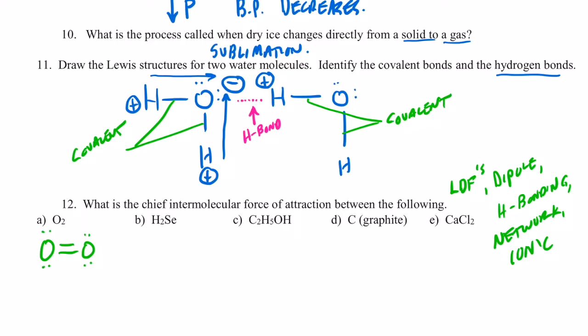So that rules out dipole to dipole, doesn't it? Of course, hydrogen bonding is ruled out as well. Network covalent's really specific. If we have diamond or graphite or silicon-containing compounds, we would see network covalent. And it's not ionic because we don't have a metal to a nonmetal.